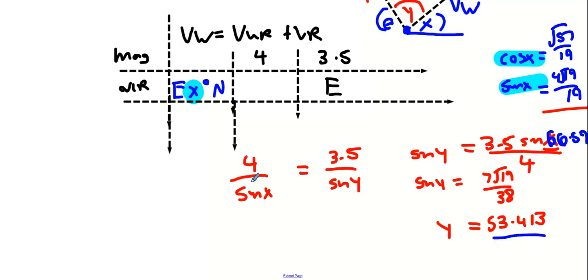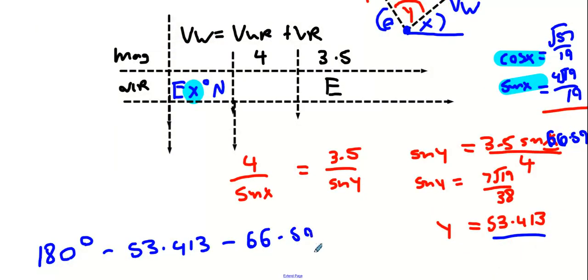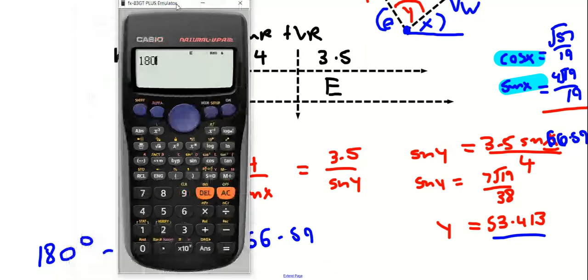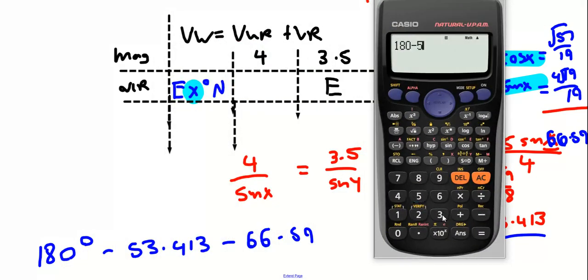Okay, so to find out the angle theta, it's going to be 180 degrees take away our 53.413, and then finally take away our 66.59. See what we get in the calculator here. 180 take away 53.413, take away 66.59, and we get 59.997.